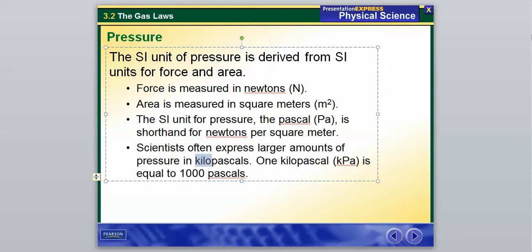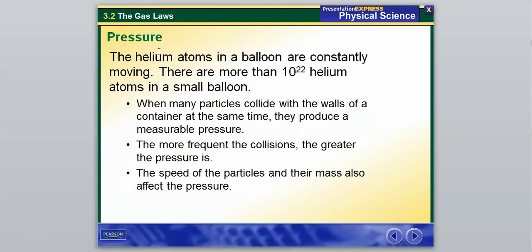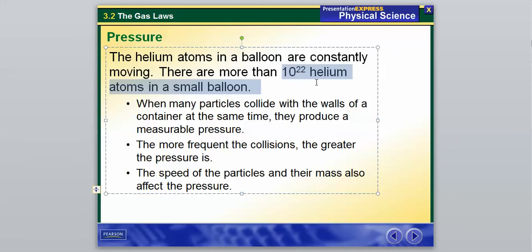And to get an actual example of how pressure works when we talk about gas, we talk about helium atoms in a balloon. So we've all, hopefully, at some point in our life, encountered a balloon filled with helium. Again, they're the ones that float in the air. So they're constantly moving when they're inside the balloon, and there are more than 10 to the 22nd helium atoms in a small balloon. And that is just a gigantic number there. So there is a ton of atoms even in a small helium balloon.